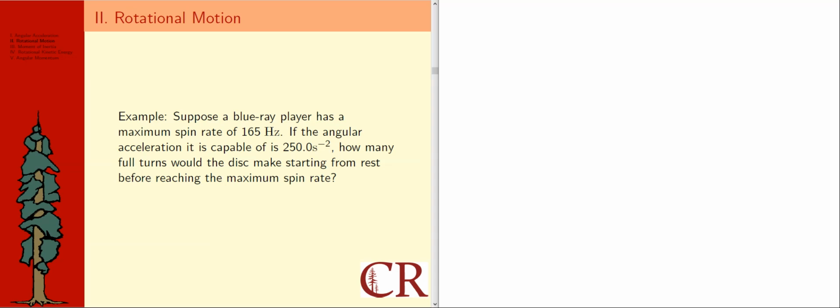Suppose a Blu-ray player has a maximum spin rate of 165 hertz. If the angular acceleration it is capable of is 250 radians per second squared, how many full turns would the disc make starting from rest before reaching the maximum spin rate?